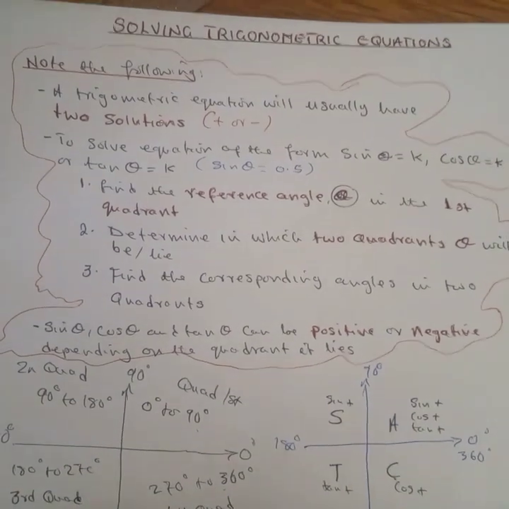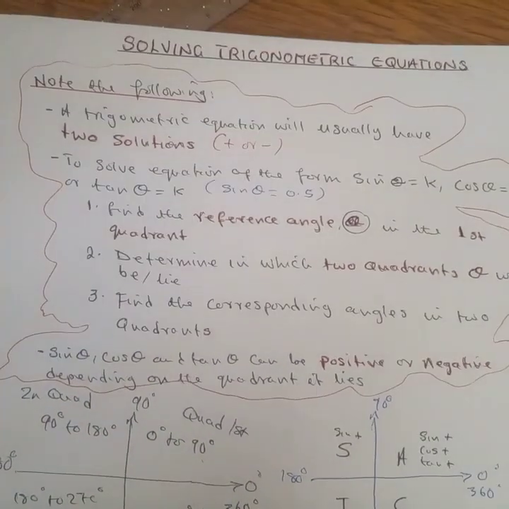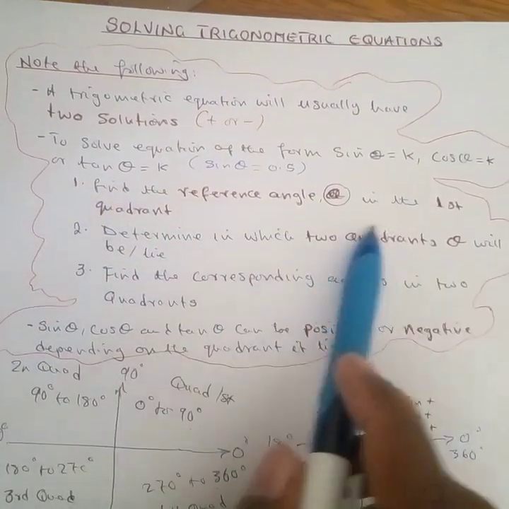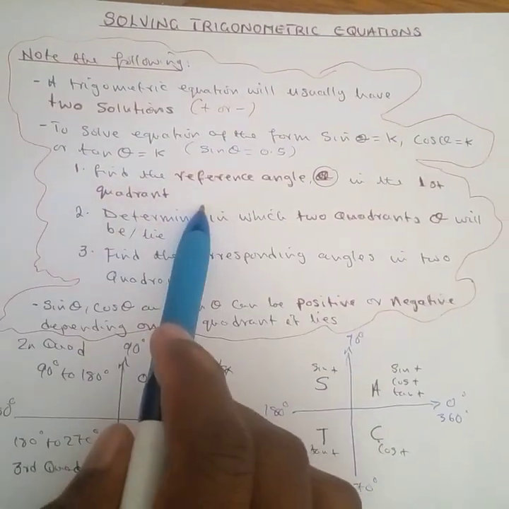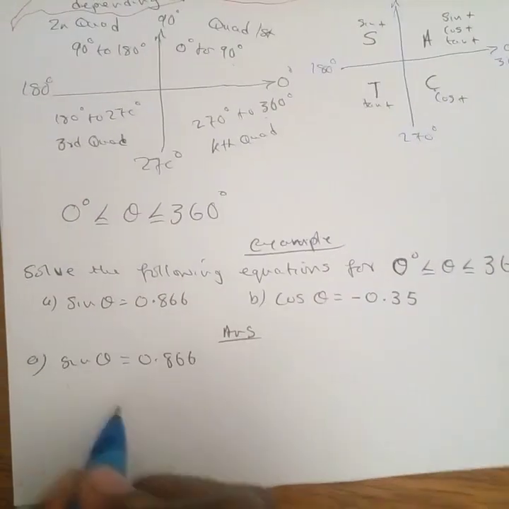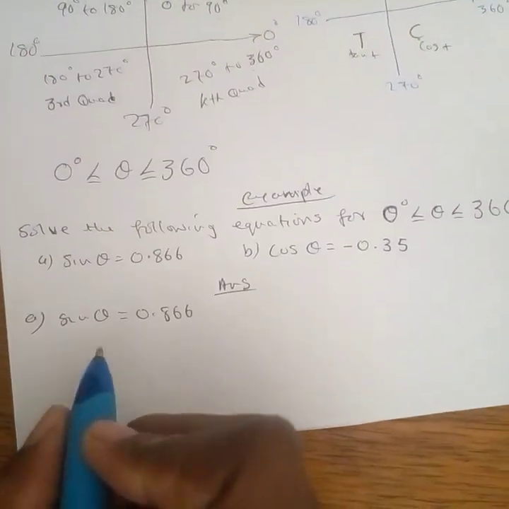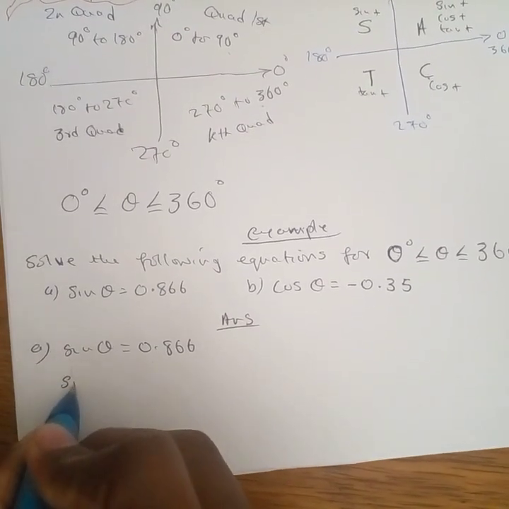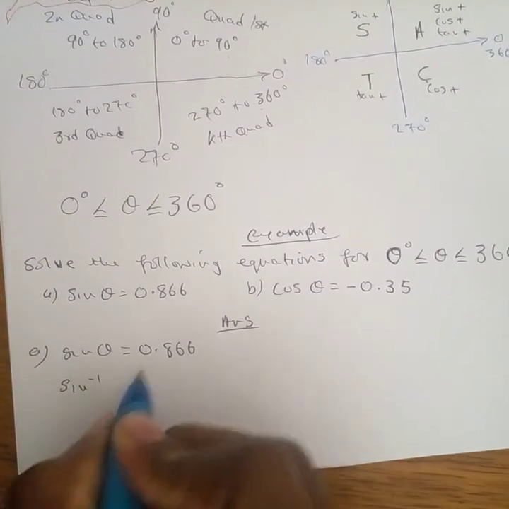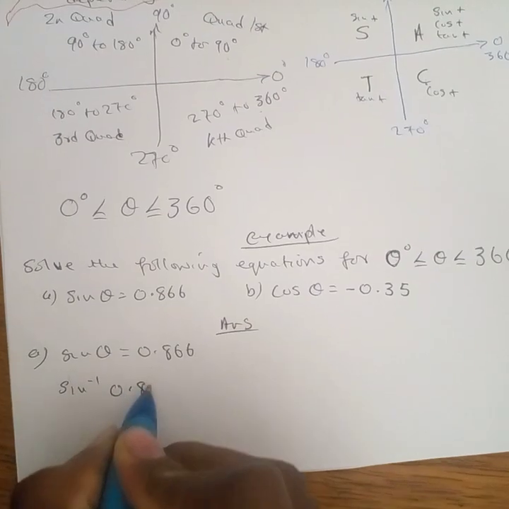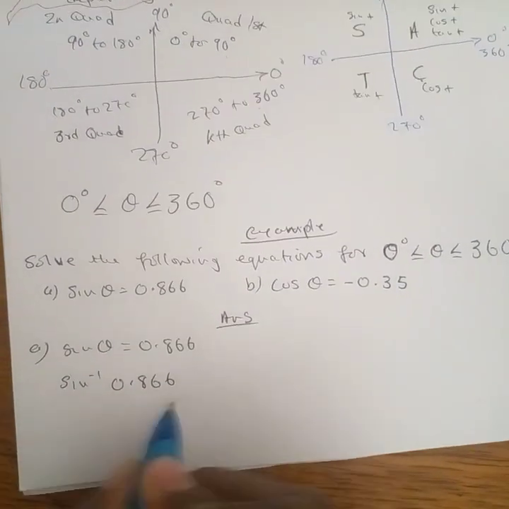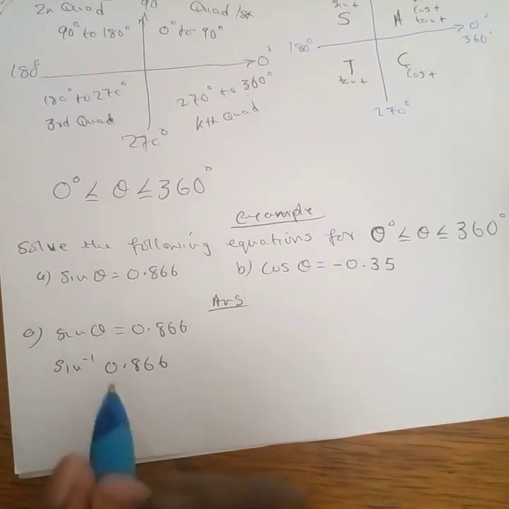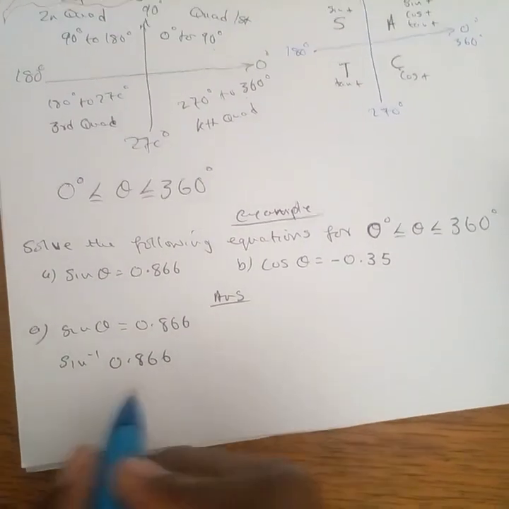Now, remember, the first thing you need to do is find the reference angle in the first quadrant. In order for us to find the reference angle in the first quadrant, what we need to do is write the inverse of this. So we are going to say sine inverse of 0.866. When we find the sine inverse of this, we shall find the reference angle.